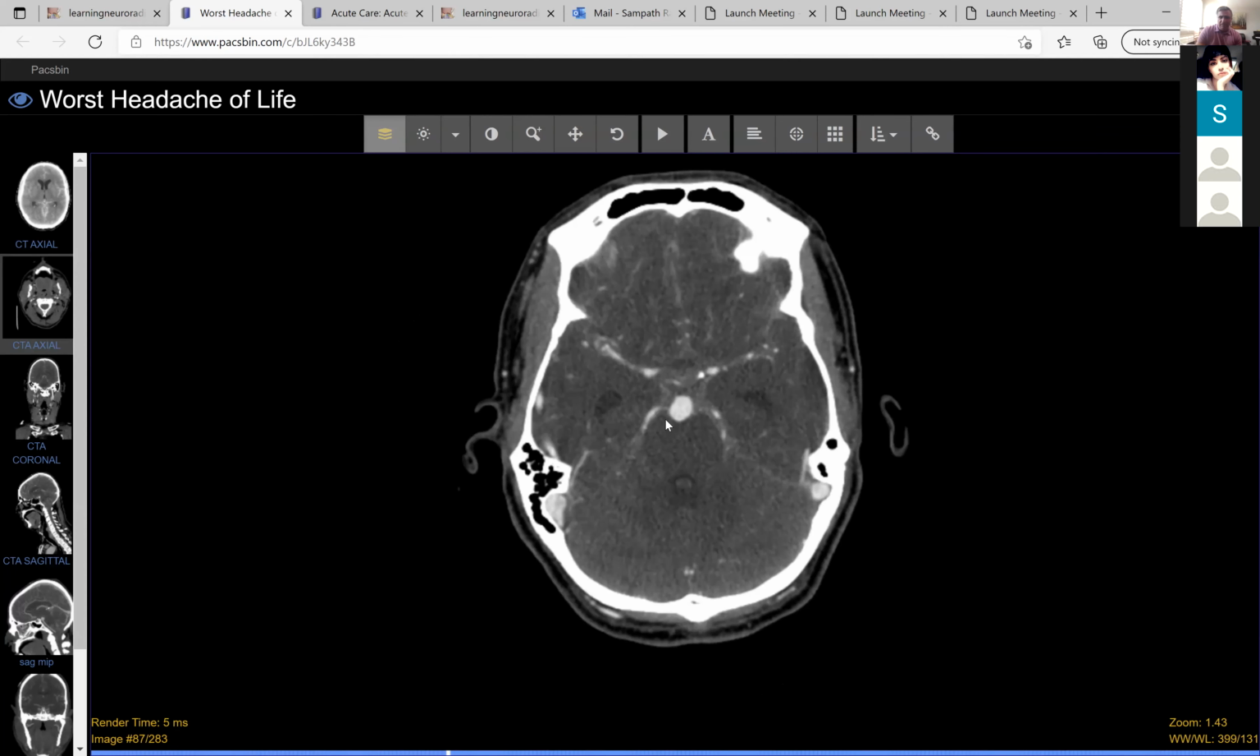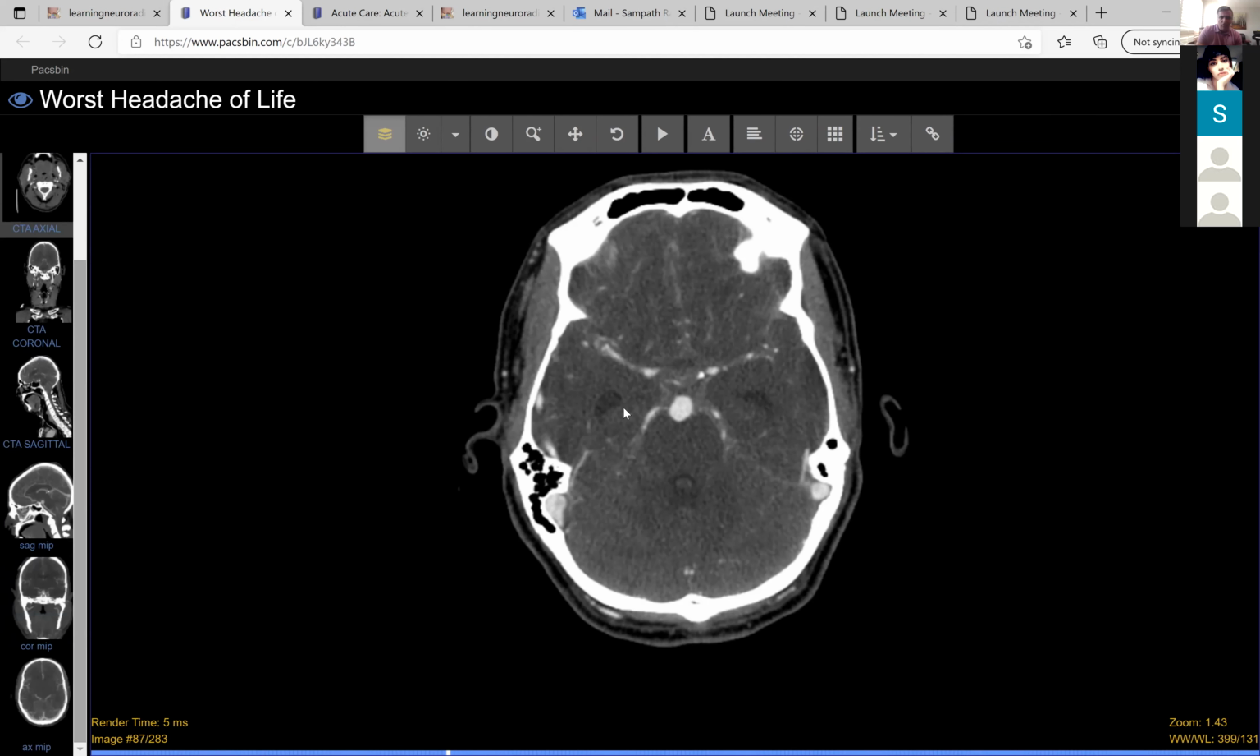Sometimes these are pretty big ones. Sometimes they can be a lot smaller than this and still bleed a lot. So the size and the amount of bleed have no correlation, actually. This is a pretty good case to show you how we can see this type of case.